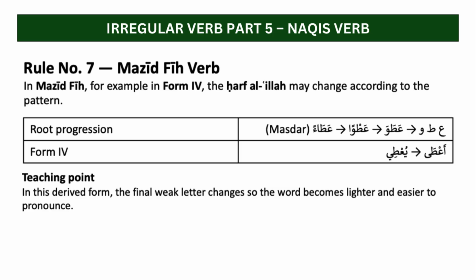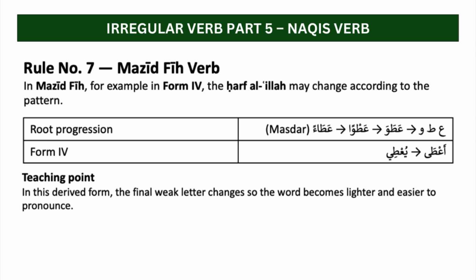The slide says that in mazid fi, especially in form 4, the harful illah may change according to the pattern. This shows that the change is not limited to the simple verb. It continues in derived forms as well. The root progression shown is ain twa waw, moving toward forms like atawa, atwan, and ata'an. The point is that the weak final radical does not stay in one fixed shape. It changes as the pattern changes, so the word becomes lighter.